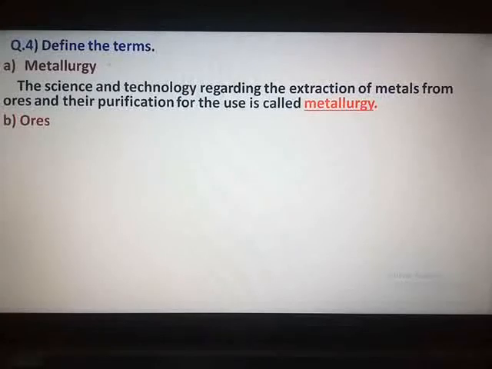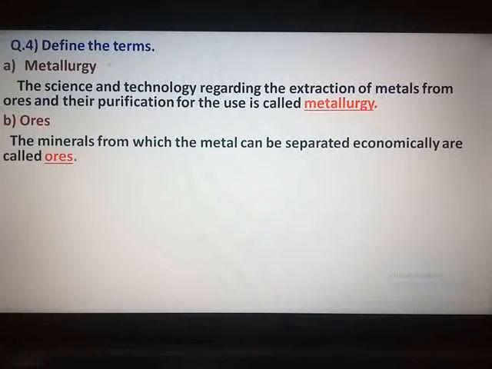B, ores. For ores you have to refer page number 100, the very first line of page number 100. Page number 100 in your textbook, very first line. The minerals from which the metal can be separated economically are called ores.